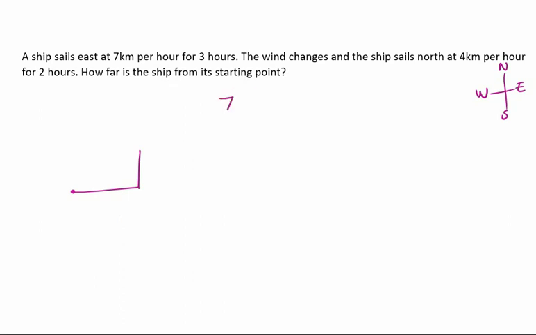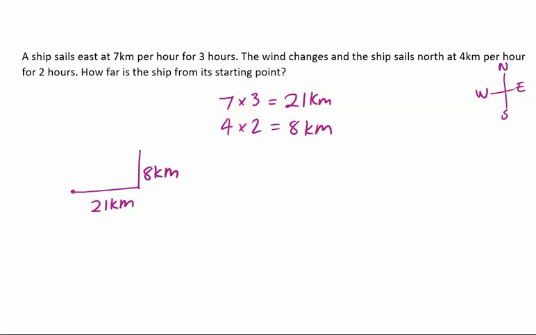Now, the distance that it sails to the east is traveling for 3 hours and goes 7 kilometers each hour. So 7 times 3 is going to give us a total of 21 kilometers in the east direction. And once the wind changes and it travels north, it travels 4 kilometers per hour for 2 hours, and that is 8 kilometers in the north direction.